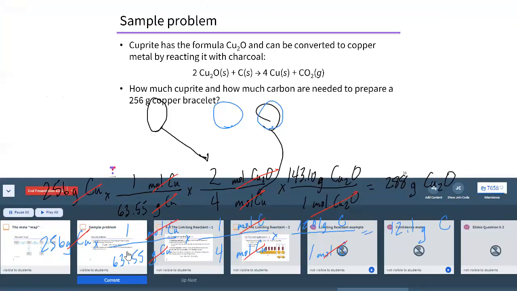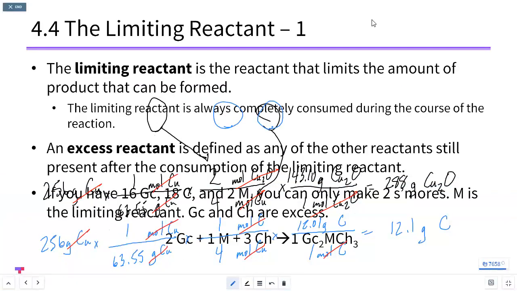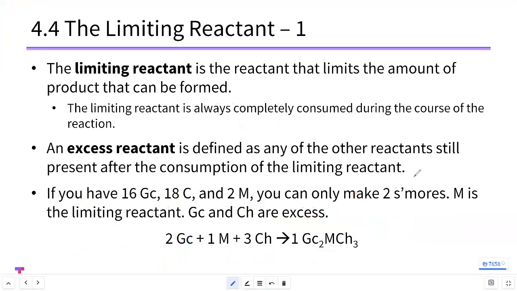When we come back to this on Monday, we're going to talk about a concept known as limiting reactants. And with limiting reactants, we're going to talk about what happens when we don't have enough substance to make everything react.